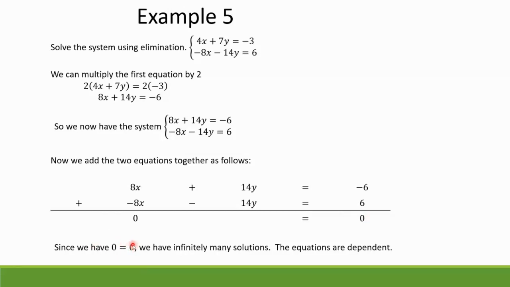What does that tell us? That tells us we have infinitely many solutions. Infinitely many solutions. And so, in fact, the system is consistent, but the equations are dependent, linearly dependent. Any questions on that?